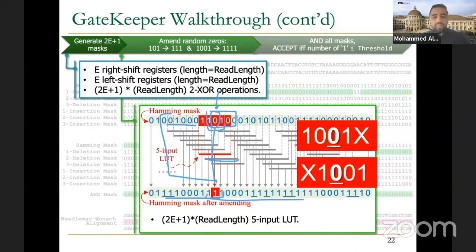Now, how many of these lookup tables do we need? We need as many as we have in the read or the sequence length. So if we have 100 bits, then we need 100 of those lookup tables. I don't see the cursor. Okay. Delete the annotation.